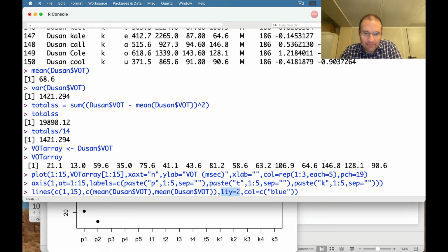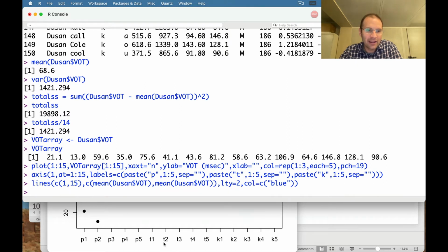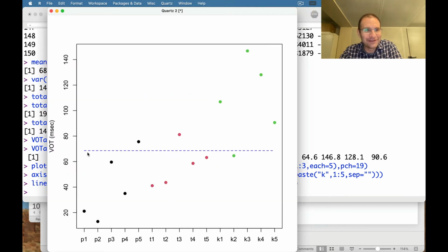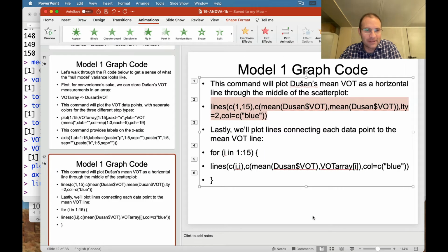This is going to make it a dashed line, and this is going to color it blue. I hit return, and lo and behold, it does everything I said it would, because I tested this multiple times before I recorded this lecture. But here we go. Here's the mean value of VOT for Duchamp. And what we're trying to look at here is just the variance. So variance is just kind of a measure of how spread out these dots are from this mean line here in the middle of the whole business.